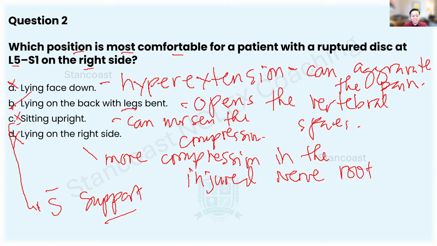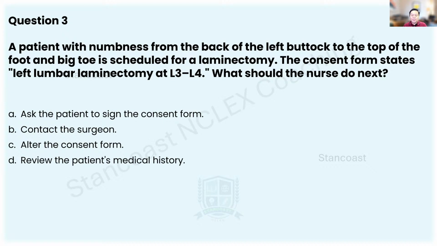All right, let's have number 3. A patient with numbness from the back of the left buttock to the top of the foot and big toe is scheduled for a laminectomy. The consent form states left lumbar laminectomy at L3, L4. What should the nurse do next?